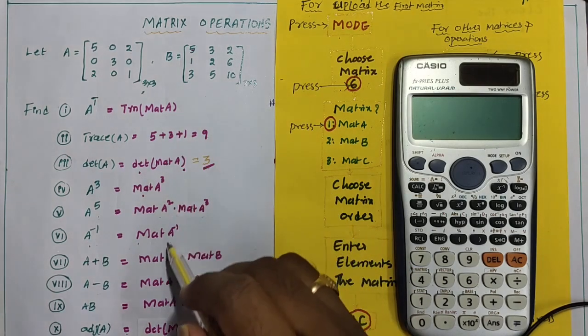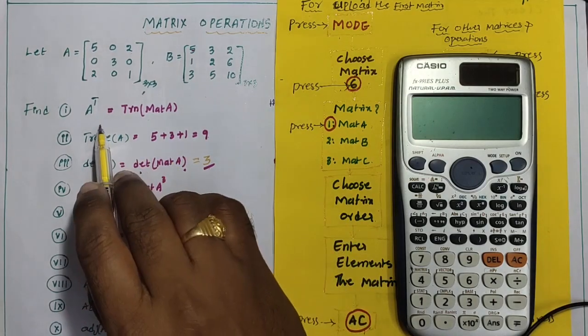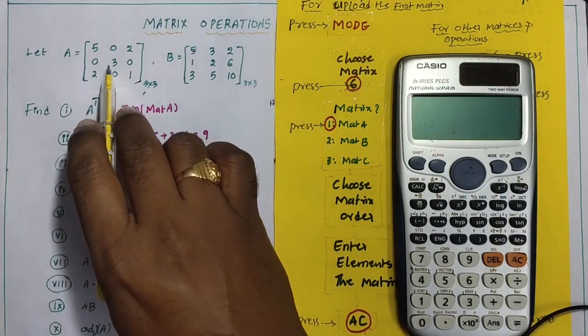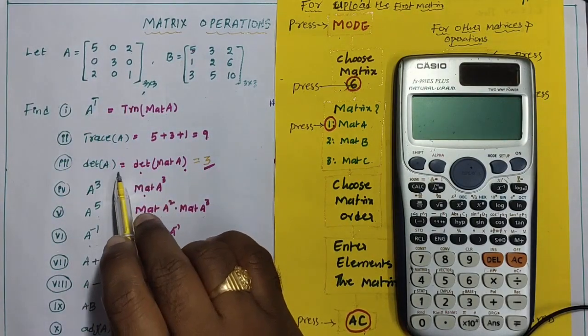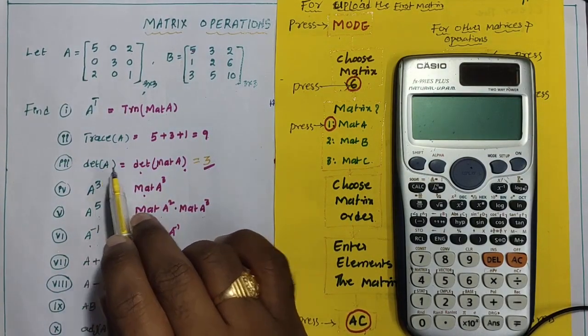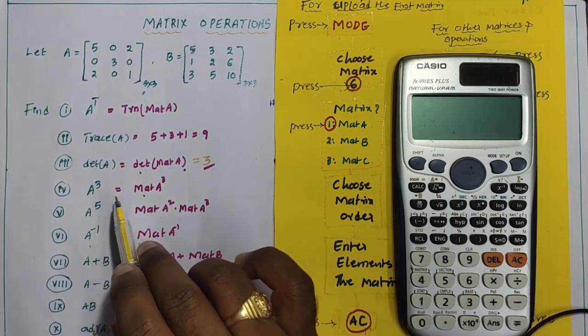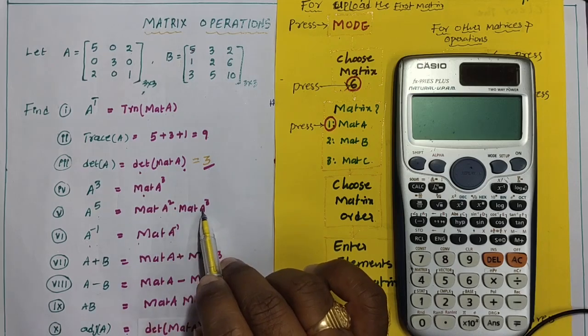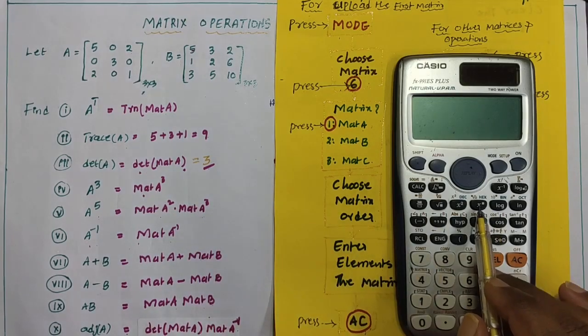These are the syntaxes to the matrix operations, like A transpose equals TRN of mat A. Trace of A, directly add 5 plus 3 plus 1. For determinant of A, det of mat A. Cube: mat A cube, A power 5: mat A square into mat A cube. Here the x power symbol will not work to find the power of the given matrix.